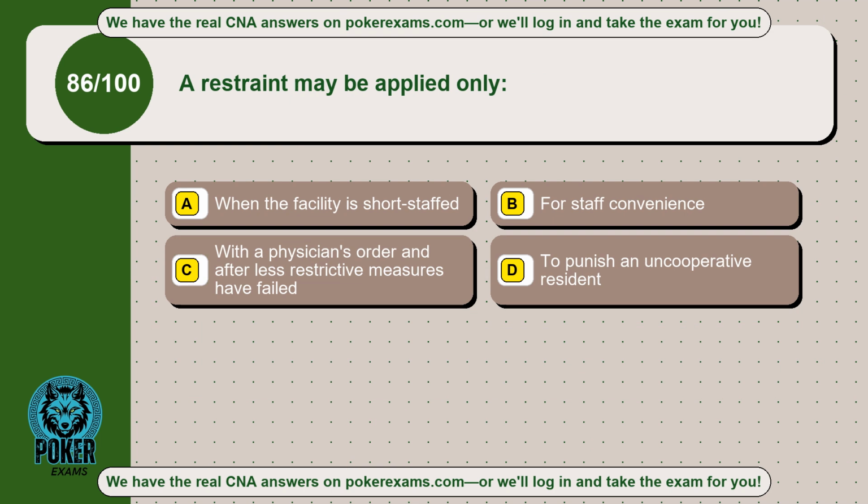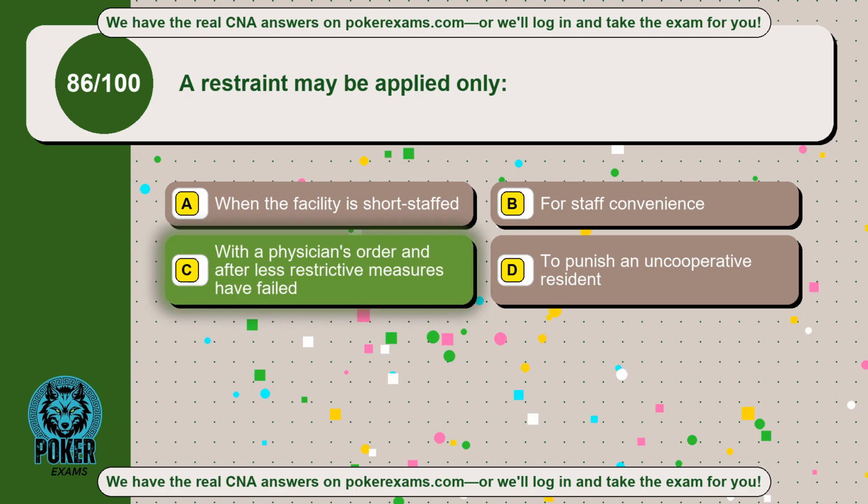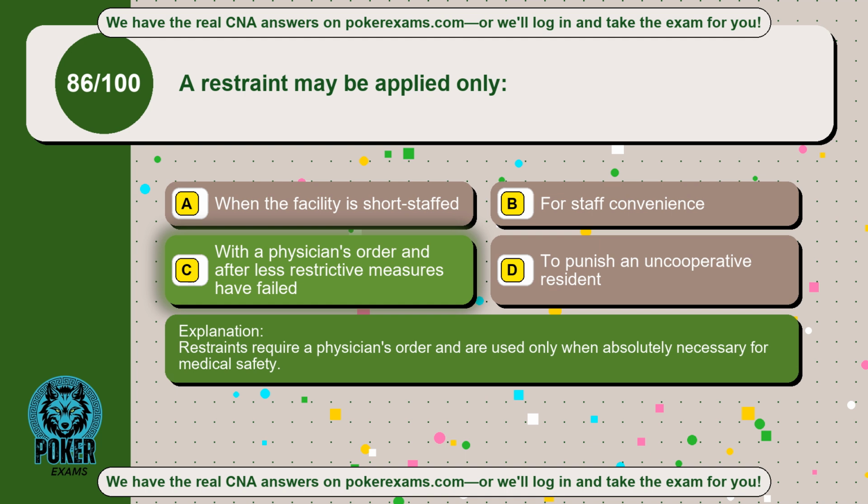Question 86. A restraint may be applied only: Option A, when the facility is short-staffed. Option B, for staff convenience. Option C, with a physician's order and after less restrictive measures have failed. Option D, to punish an uncooperative resident. The correct answer is option C. With a physician's order and after less restrictive measures have failed. Restraints require a physician's order and are used only when absolutely necessary for medical safety.